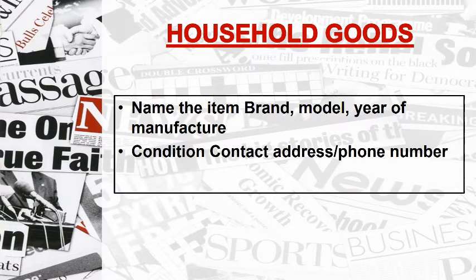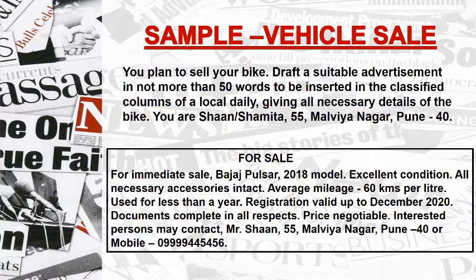If you're selling household goods, that may include a refrigerator or television, etc., then you have to take care of certain things, like you have to mention the item brand, model, year of manufacture, condition also, and contact and phone number at the end. Now the sample for vehicle sale.